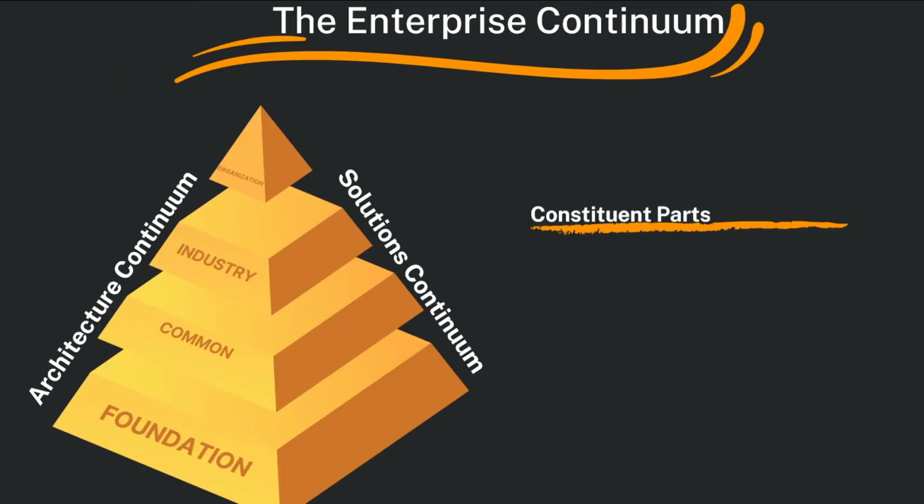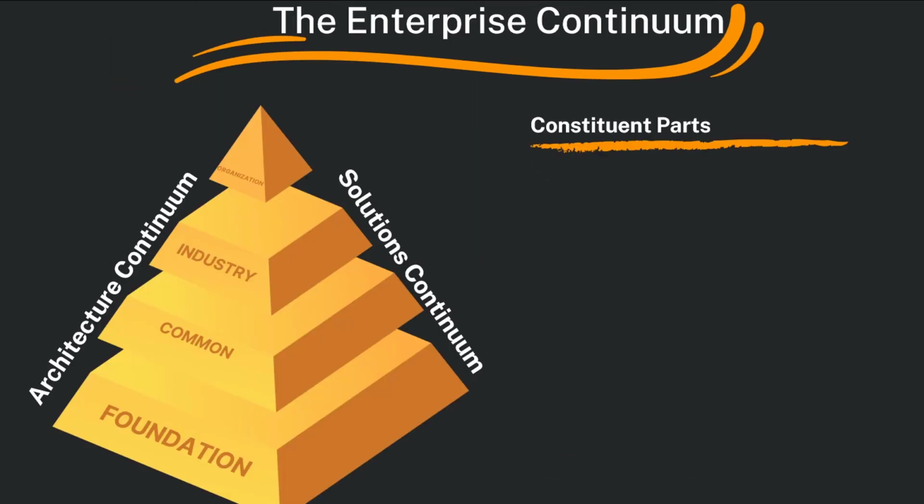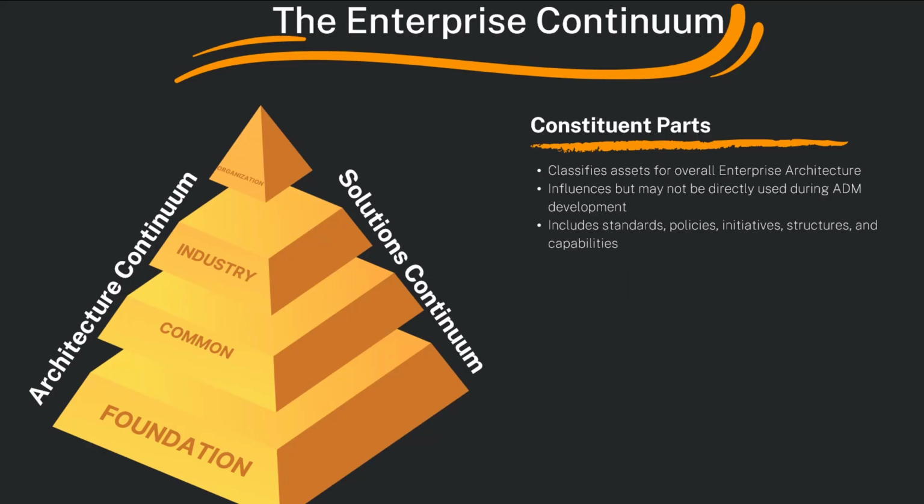The enterprise continuum has many parts. The first classifies assets for the overall enterprise architecture. It influences but might not be directly used during the ADM development phase. This type of document includes standard policies, architecture structure, and capabilities.